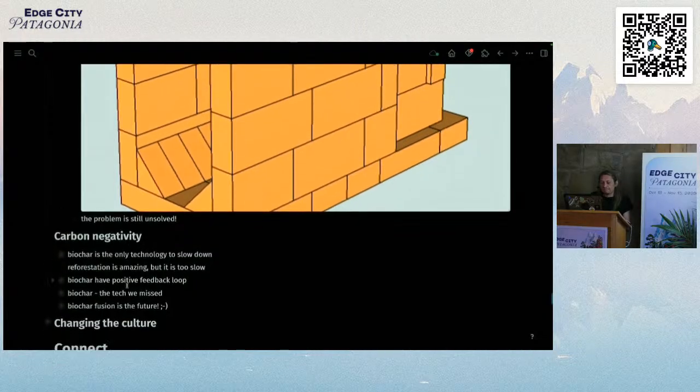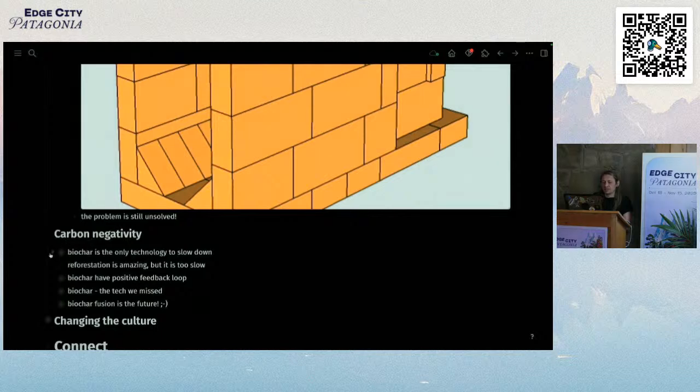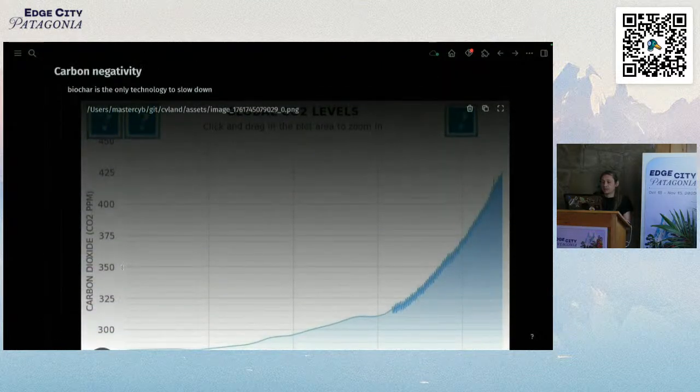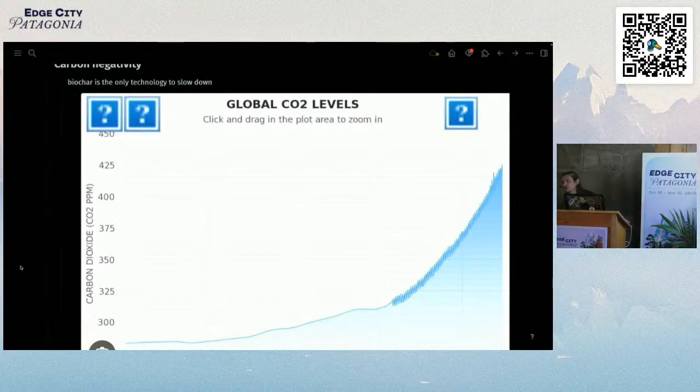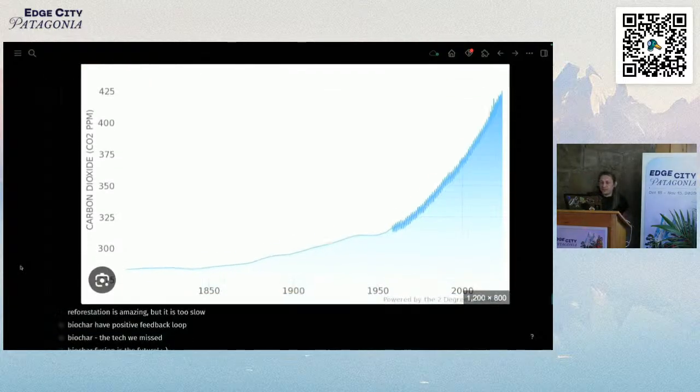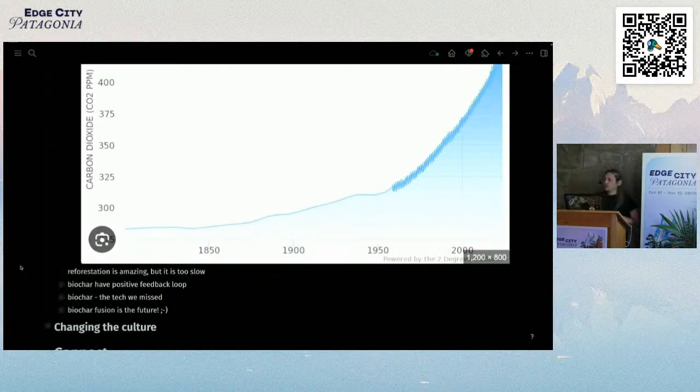So, a couple of words about carbon negativity. I believe that biochar is the only technology to slow down this trend. The only, I will repeat, the only technology. All the carbon capturing technologies are actually making things worse. While you produce the equipment for capturing carbon, you produce more carbon. You have a natural process, which is forestation. You put in more trees and it seems like it works. But the problem with reforestation is that it's a super slow process. Biochar allows you to make this cycle faster.